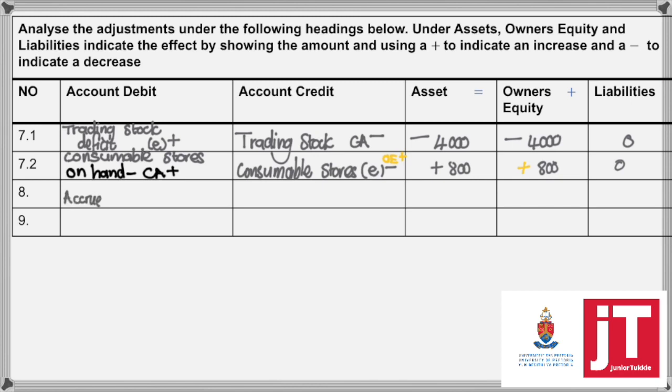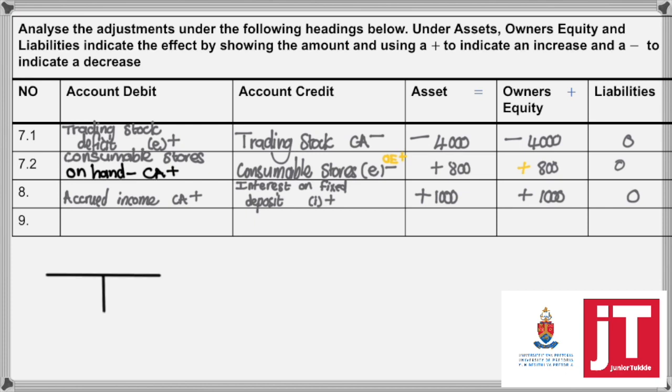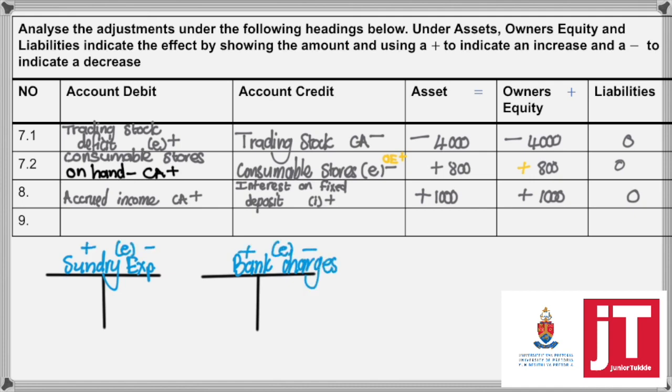Number 8. We had accrued income because interest for the last quarter was not recorded yet. So I'm going to debit accrued income and credit interest on fixed deposit. So that is a plus for assets and a plus for equity of 1,000 Rand that I still need to record. And then number 9, it was a correction of an error. So what was the error? The fact that we recorded 440 Rand in sundry expenses, but we should have added it to bank charges.